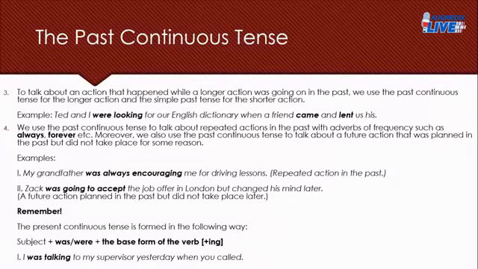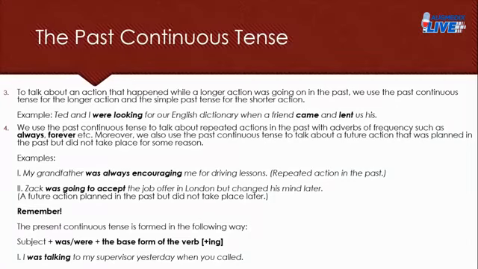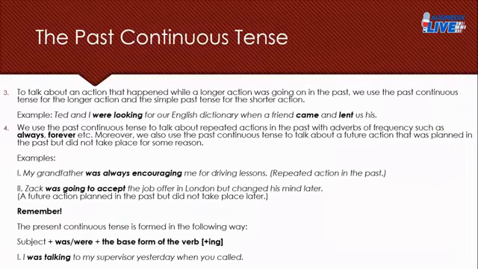So, a future action planned in the past, but did not take place later. Okay, to talk of such actions, we can use the past continuous tense. I hope I'm clear. Now remember, the past continuous tense is formed in the following way. Subject plus was or were plus the base form of the verb plus ing. All right? Subject plus was or were, depending on the subject and depending on the number of the subject. If the subject is singular, we go with was. If the subject is plural, we go with were. So subject plus was or were plus the base form of the verb plus ing.